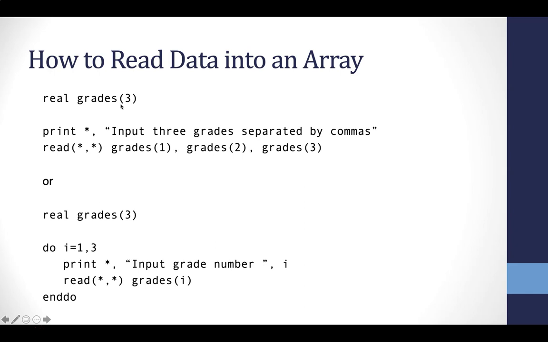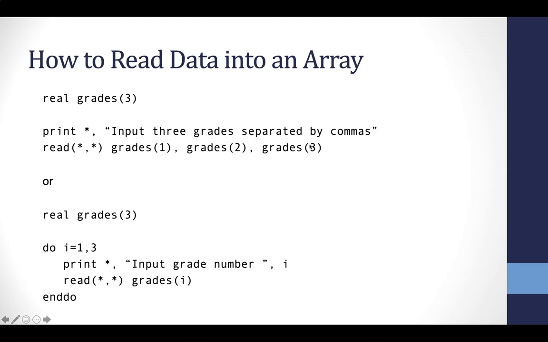And so here we're setting up a variable called grades with 3 addresses. And here we're just doing a simple standard input. And so we're printing first out to the screen, input 3 grades separated by commas. And then we're going to read in and put into the 3 different addresses, the first grade to address 1, the second grade to address 2, and the third grade to address 3.